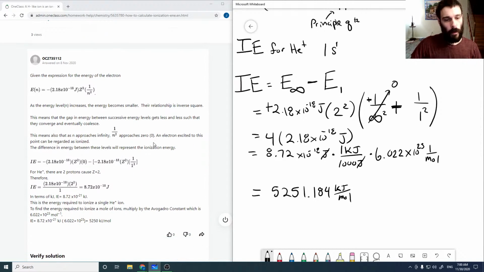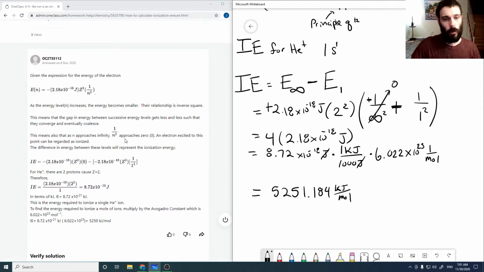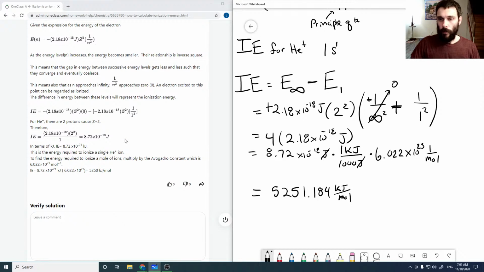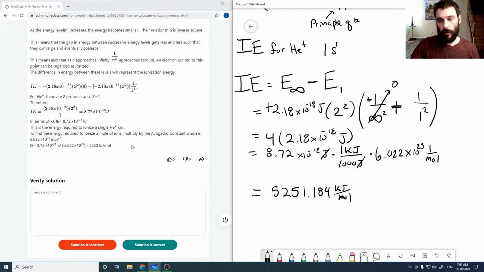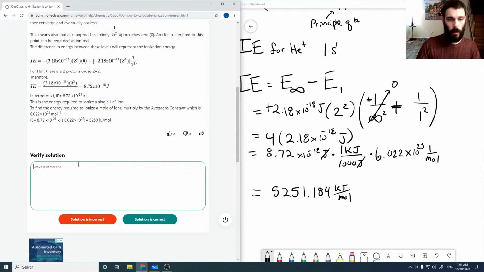All right, and I guess we're not really given any significant digits because everything's a constant, but I guess we're only given 3 significant digits on the Rydberg constant, so I suppose it would be 5250, but I'm just leaving everything in there. So this looks good.